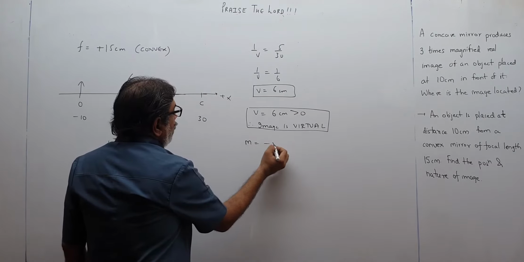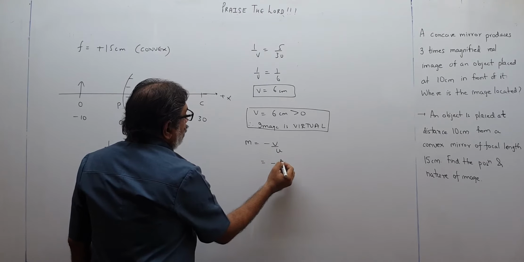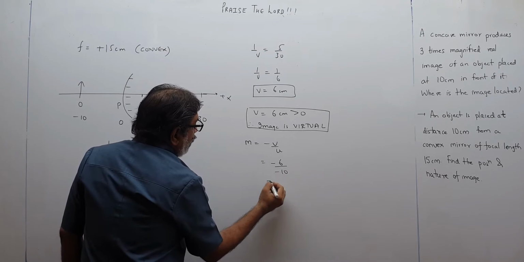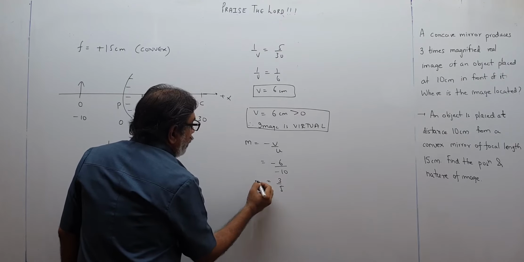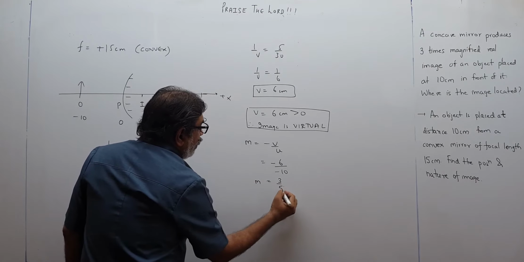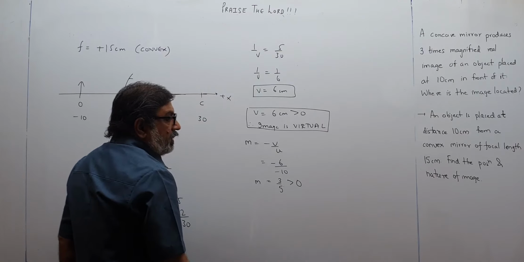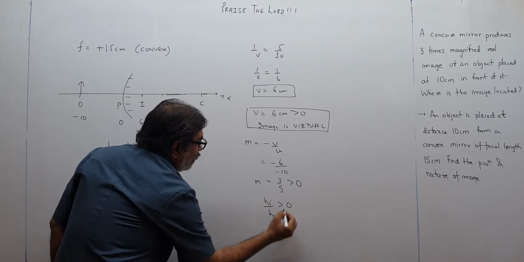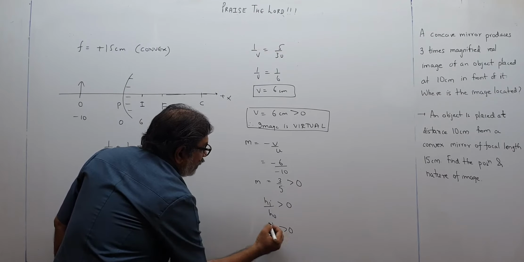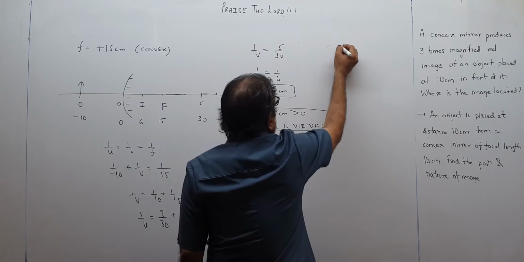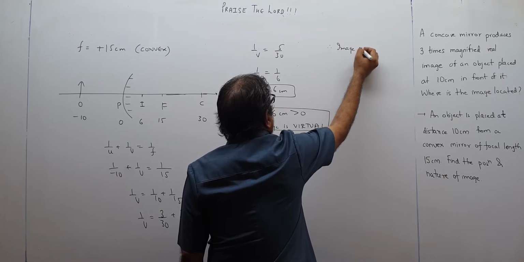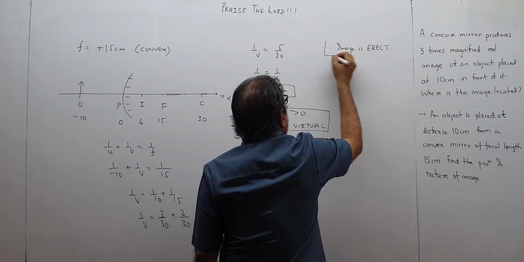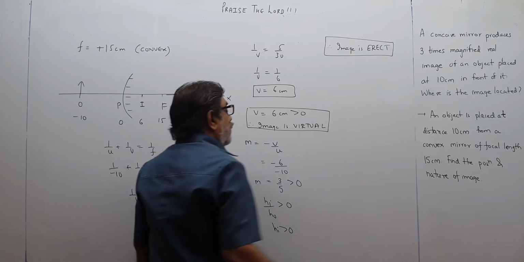Okay, then what will be m? Minus v upon u. So minus 6 upon minus 10. That will be 3 by 5. So m is coming out to be positive. M is positive. That means hi upon ho is positive. Therefore hi is positive. Therefore image is erect. See how I am writing the things. Like this you write. Image is erect.